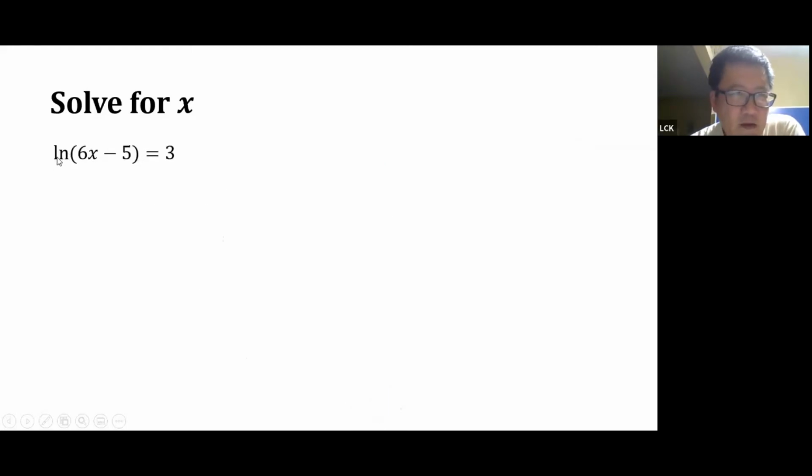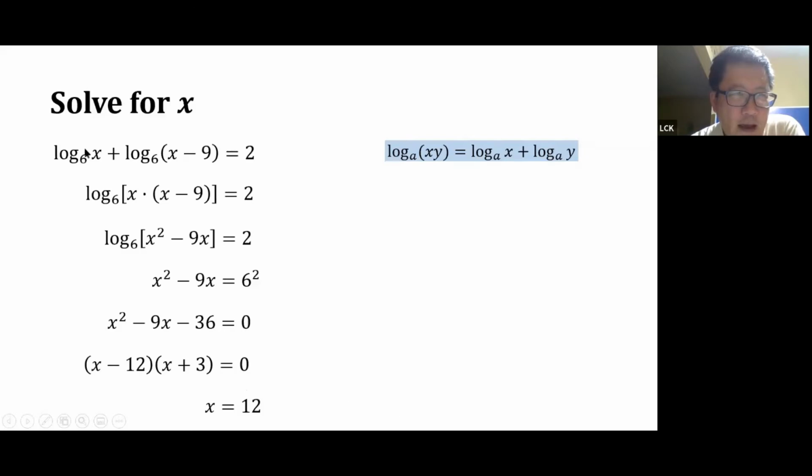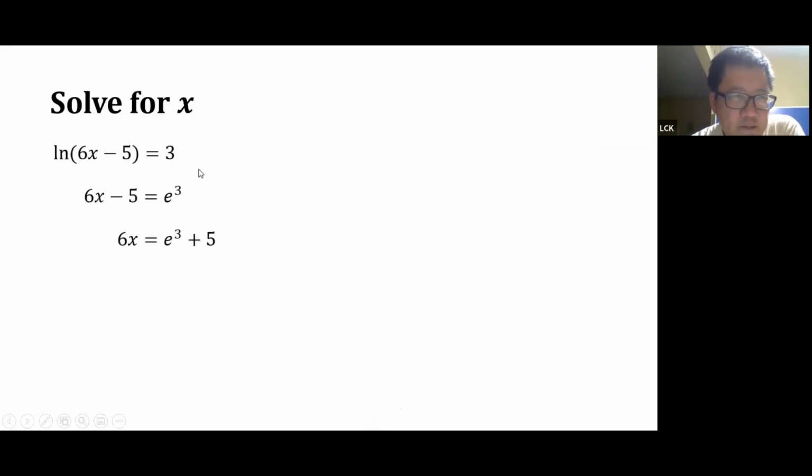Something very simple. I've showed you lg. lg is log base 10. Now this is ln. ln is log to the base of e. So you've got two special notations. lg is log base 10. ln is log base e.